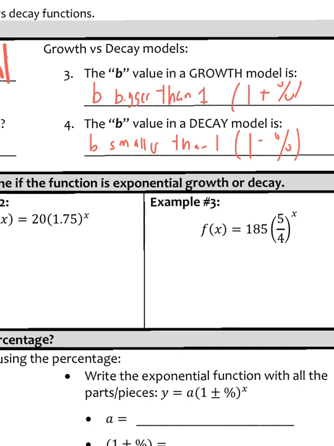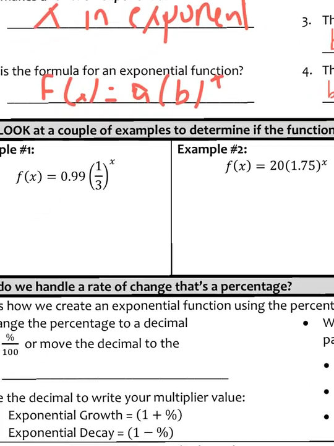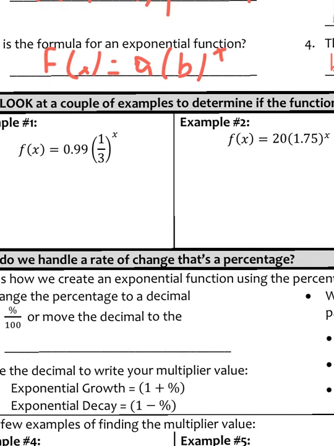That 1 plus or 1 minus percent we'll be talking about here in a little bit, but let's talk about b being bigger than 1 or smaller than 1. Looking at these three examples, we have equations with a lot of weird looking numbers. Whenever you're deciding if it's growth or decay, you only look at the ones with the x attached to it. The other number really doesn't matter right now. So 1/3 is smaller than 1, so we write decay. 1.75 is bigger than 1, so we write growth.